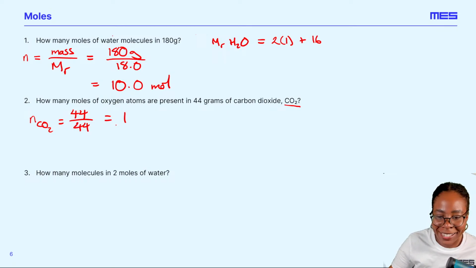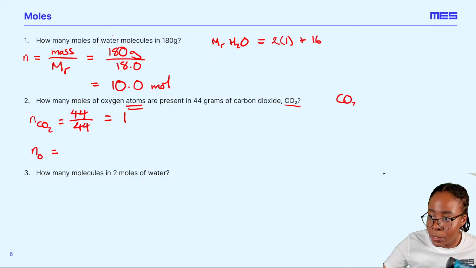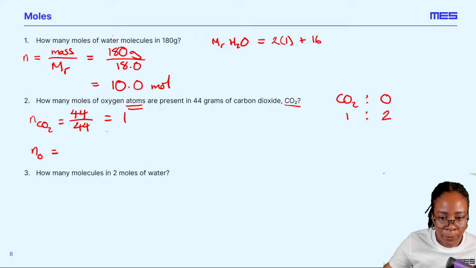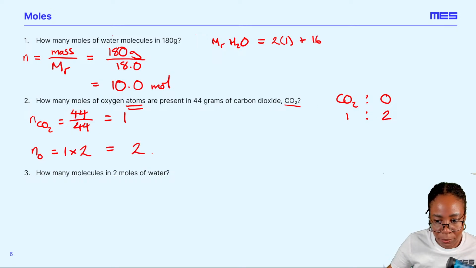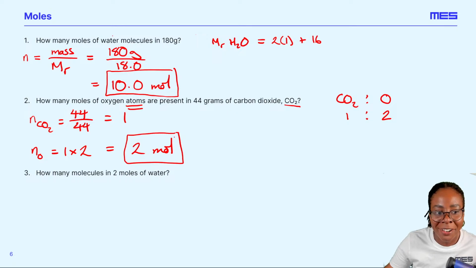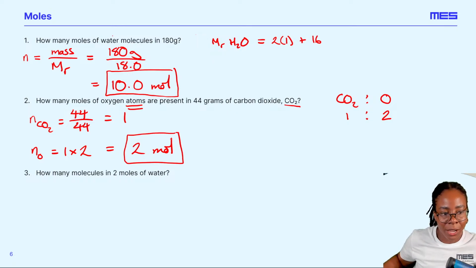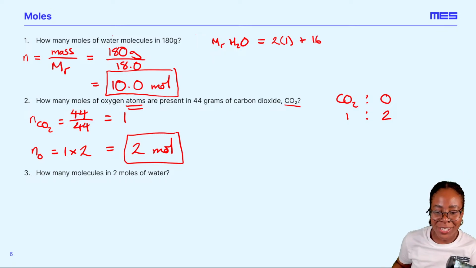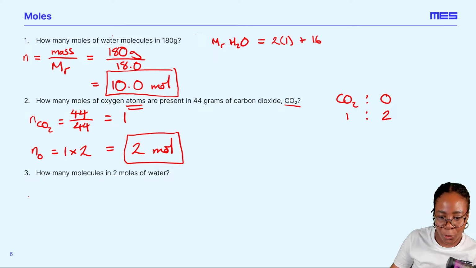Hi, Prisha. Hi, Ads. We want the number of moles of oxygen atoms. So then what do we need to consider? We need to consider that in every one carbon dioxide molecule, there are 2 oxygen atoms. So the number of moles of oxygen atoms will be 1 times 2, which is now 2 moles as our final answer. Are we happy with that? This is just our training. This is just us getting ready for the real calculations coming up. Lovely. Natural scientist has spotted what's going on for question 3.